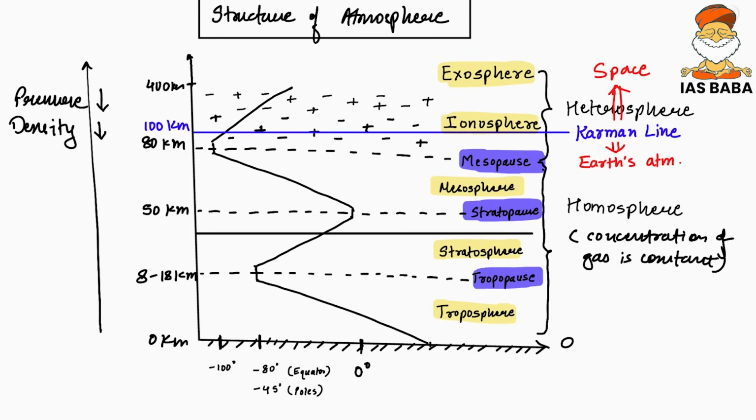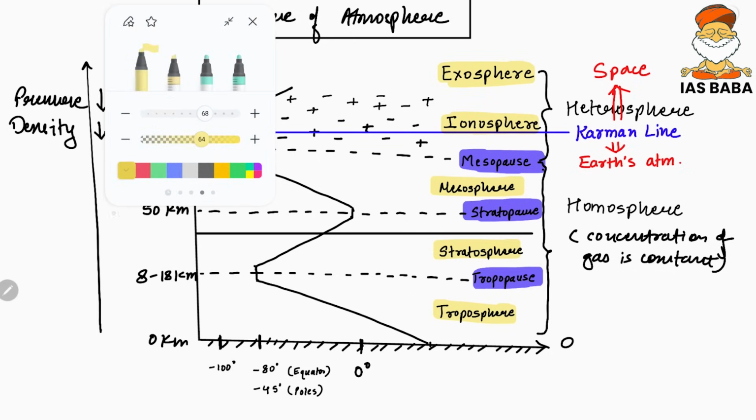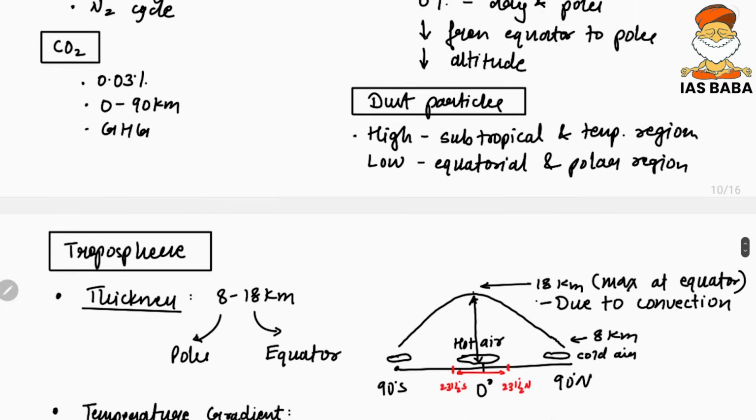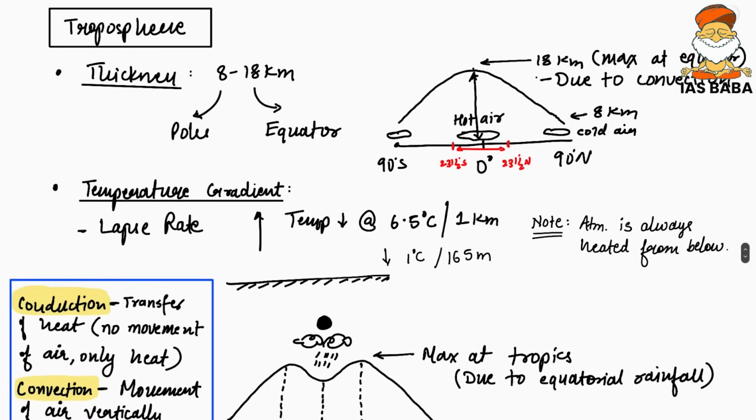Now the question is, this seems a relatively simple topic. But when you talk about UPSC questions, they will not be directly about these layers like the troposphere, stratosphere. They will ask about the thickness of the troposphere. In the case of the troposphere, it extends from the surface to 8 to 18 kilometers.